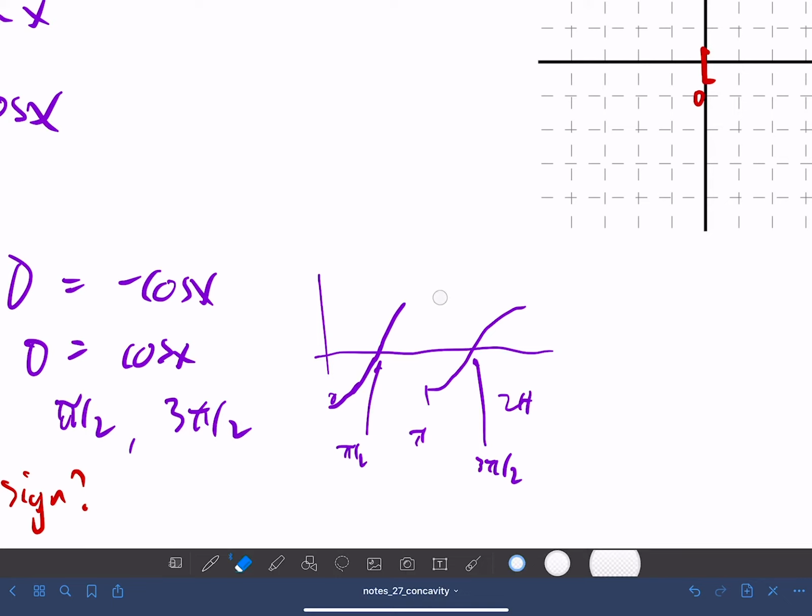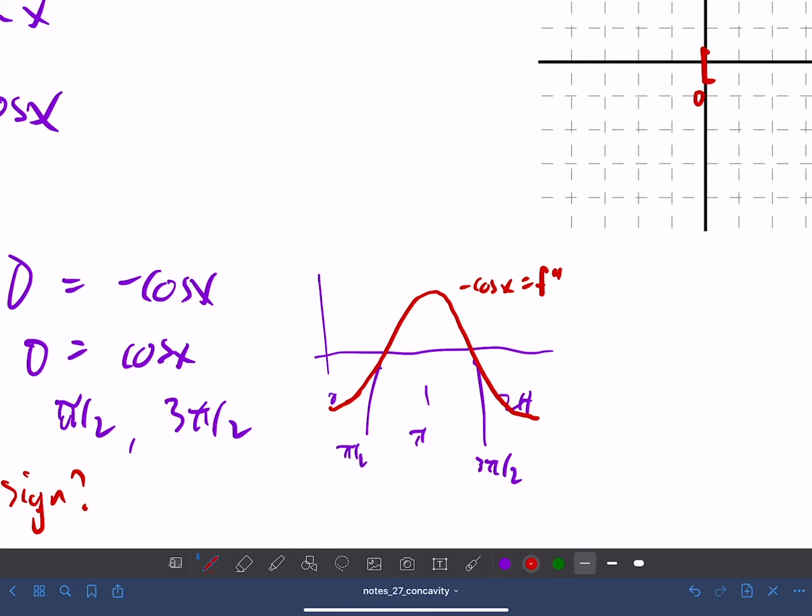Oh, I wanted that in red though, didn't I? Let's make it pop. Okay, so that is a drawing of minus cosine of x. That's f double prime. And in the region to the left of pi over 2, this is where f double prime is negative.